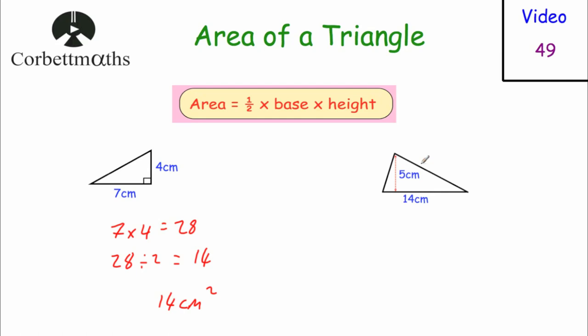Now here we've got another triangle, and it's got a base of 14 centimetres and a height of 5. This time I'm actually going to halve the base to begin with, so the area is equal to half the base, so half of 14, and then I'm going to multiply it by the height, which is equal to 5. So half of 14 is 7, and then we're going to multiply that by 5. 7 times 5 is 35, so the area of this triangle would be 35 centimetres squared. So to find the area of a triangle, just do half the base times the height, and then that's it.